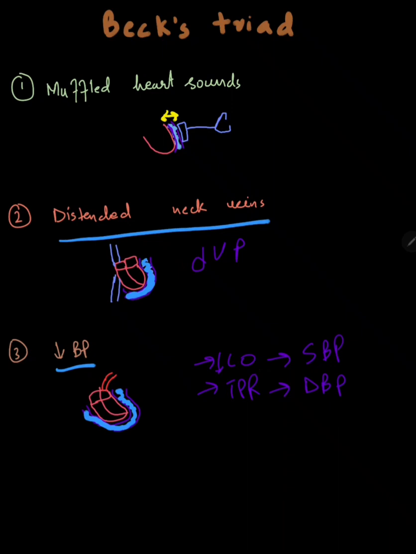Another thing to be aware of about Beck's Triad is that it occurs with acute cardiac tamponade, and it does not occur with chronic cardiac tamponade, because there's a sort of compensation that the body and the heart makes. So these things will not be seen with chronic cardiac tamponade.